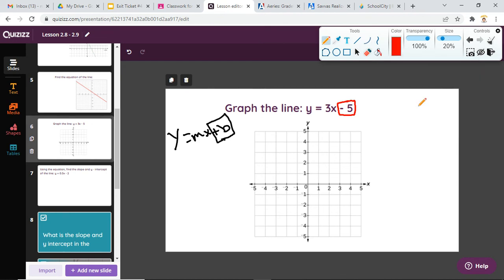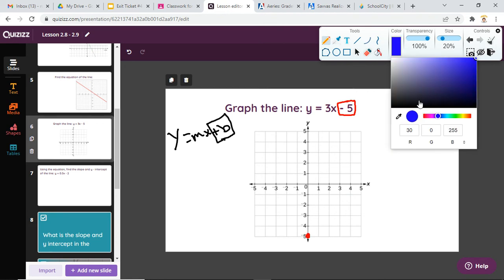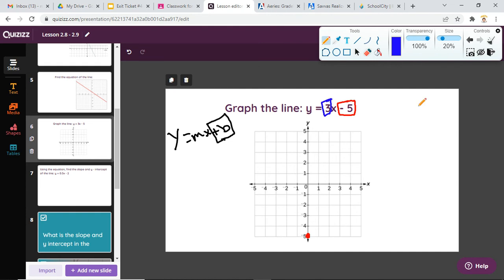Notice it's really important we grab the sign in front of it as well, because otherwise we would plot the opposite, which is not correct here. So now I need to plot the point -5. I can also see that my slope, or my m, has been replaced with the number 3. Since my slope has been replaced with the number 3, that means my rise over run can be rewritten as 3 over 1.